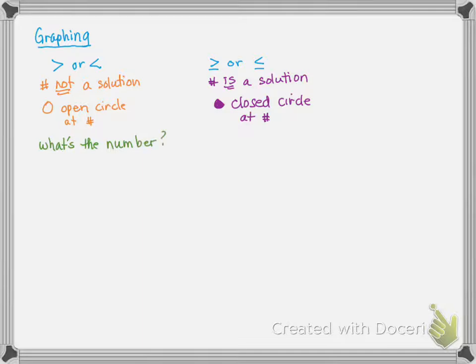Okay, so whatever that number is, I'm going to put him in the middle. So let's say x is greater than 2. I'm going to take 2 and put it in the middle. Then I'm going to write the number that's 1 smaller, and I'm going to write the number that's 1 larger.